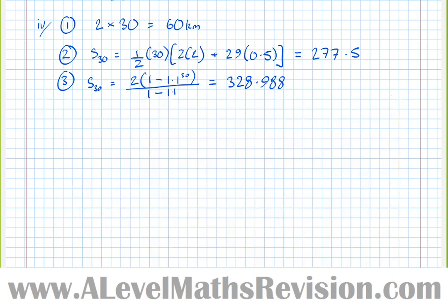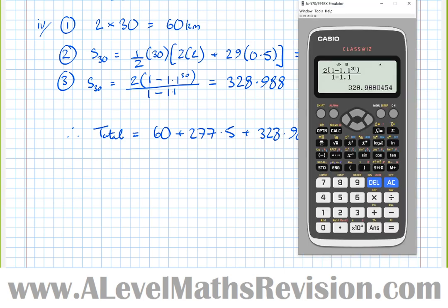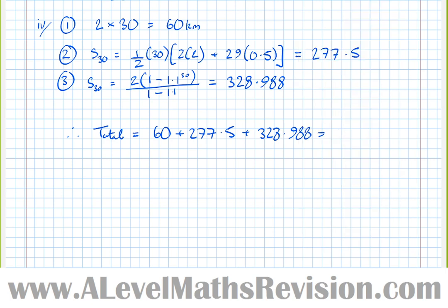Then summing all of those, therefore total equals 60 plus 277.5 plus 328.988, which is 665.988 kilometers. And there's our answer.